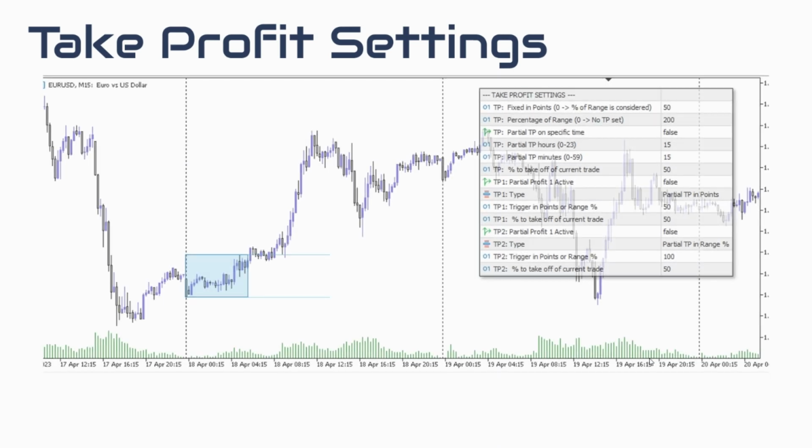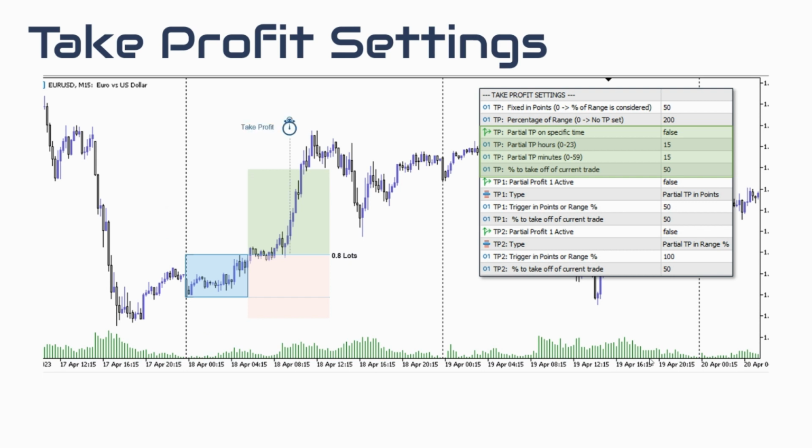You can specify a timely partial take profit for any trade. Once the specified time is reached, a certain percentage is taken off if the trade is in profit. In our case, the trade started with 0.8 lots. When our configured time is reached, 50% of the trade was closed in profit, and the remaining 0.4 kept running.